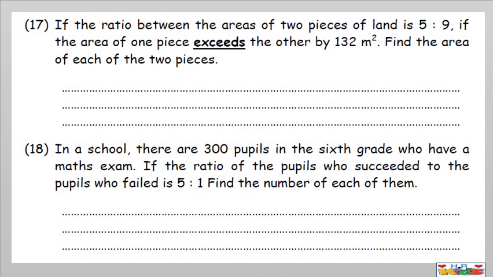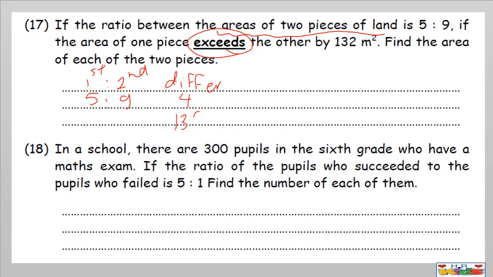Question number 17. If the ratio between the areas of two pieces of land is 5 to 9. So you have two pieces, first and second. The areas between them is 5 to 9. The area of one piece exceeds, what do we do? Well done, we do difference. So the difference, 5 minus 9 it's 4, or 9 minus 5 it's 4.